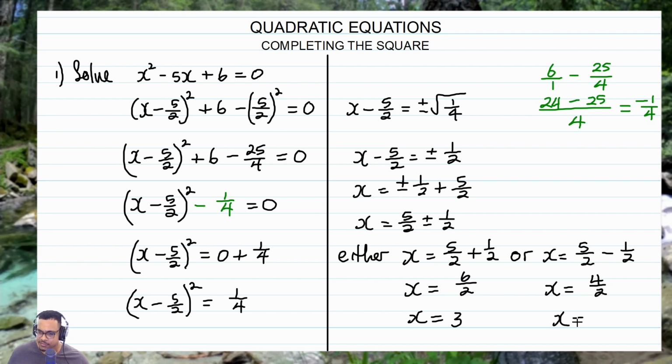So we'll have x is equal to 2. So your answers would be either x is equal to positive 3 or x is equal to positive 2.